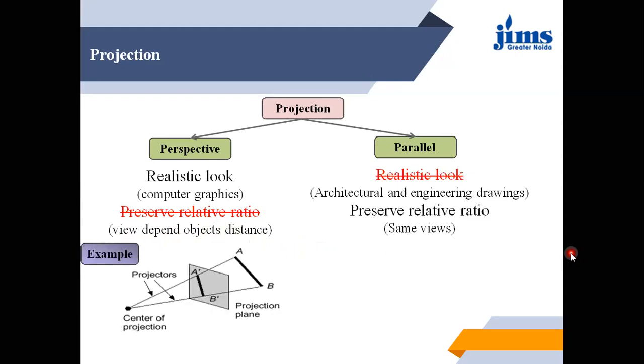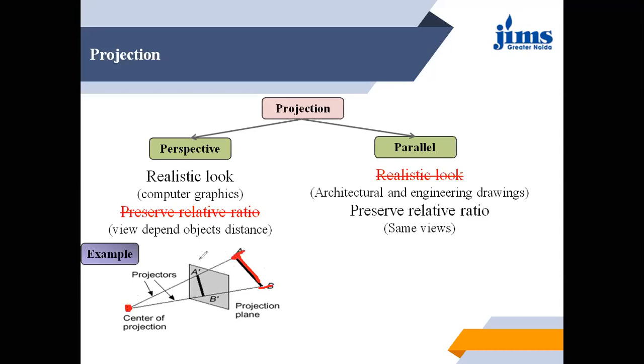In perspective projection, this is an object. Let me take this. AB is an object, and this is our center of projection. From this point, the rays are going to start. So these rays are going to follow the path and strike the object at this point.